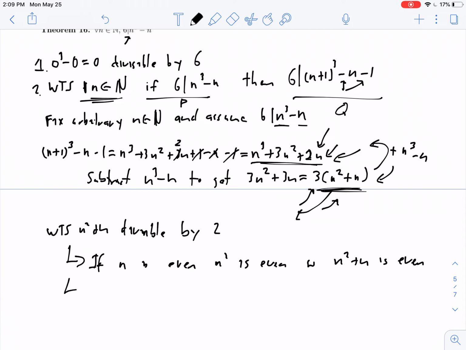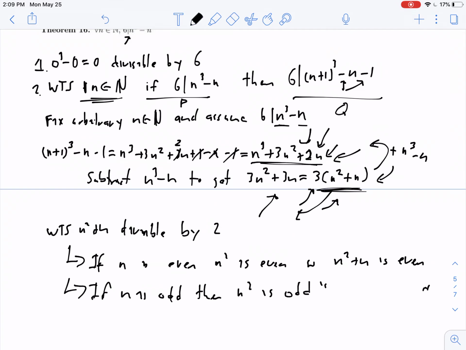And similarly, if n is odd, then n squared is odd, so n squared plus n is even, because when you add two odd numbers, you get an even number. Great, and so that implies that this is divisible by 6, which implies that this is divisible by 6, which is exactly what we wanted to prove.